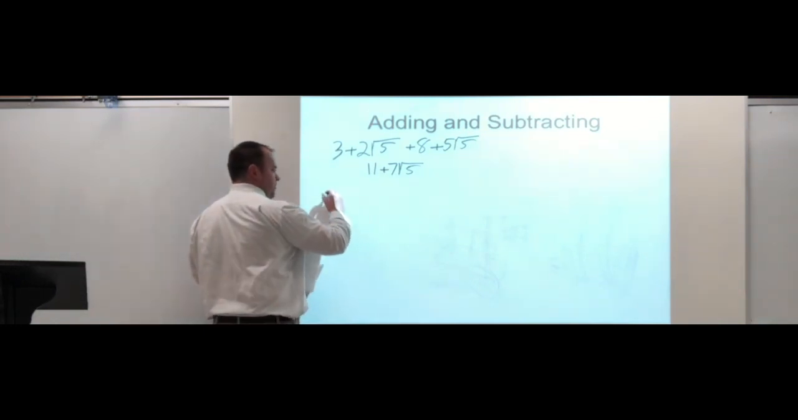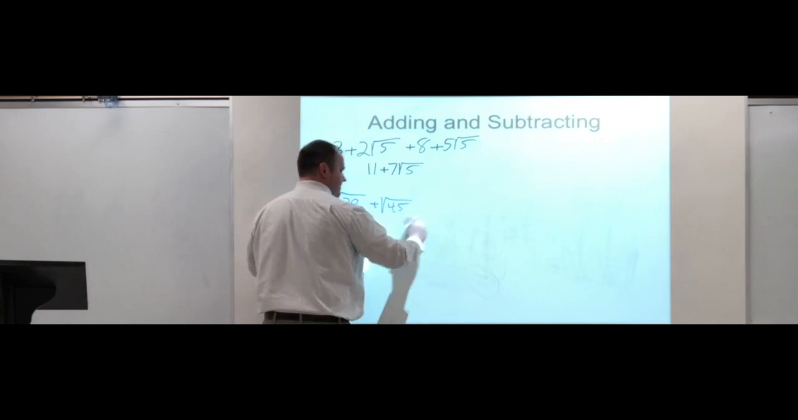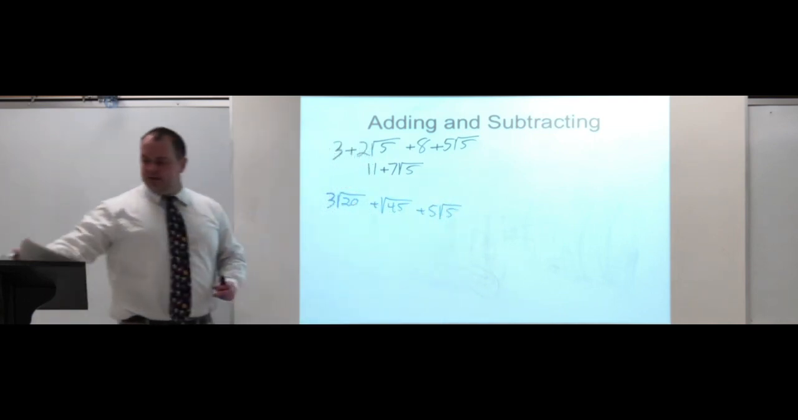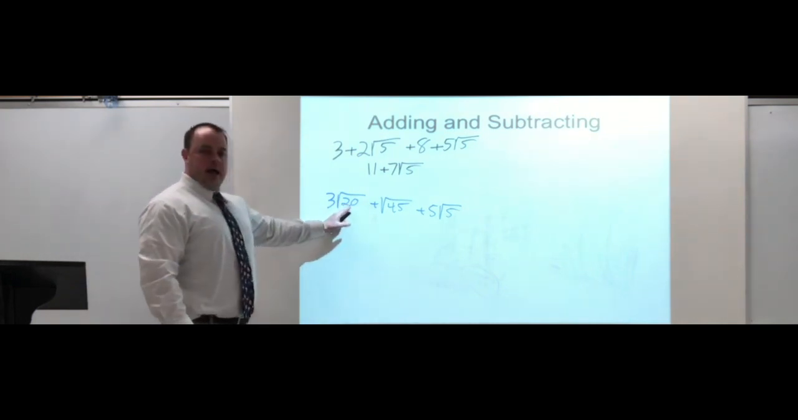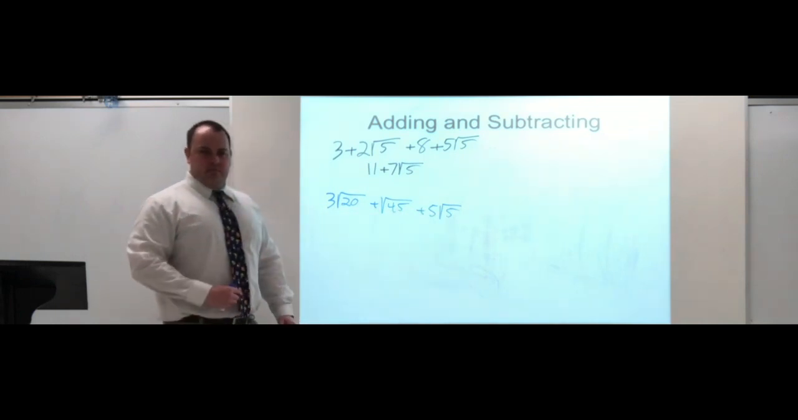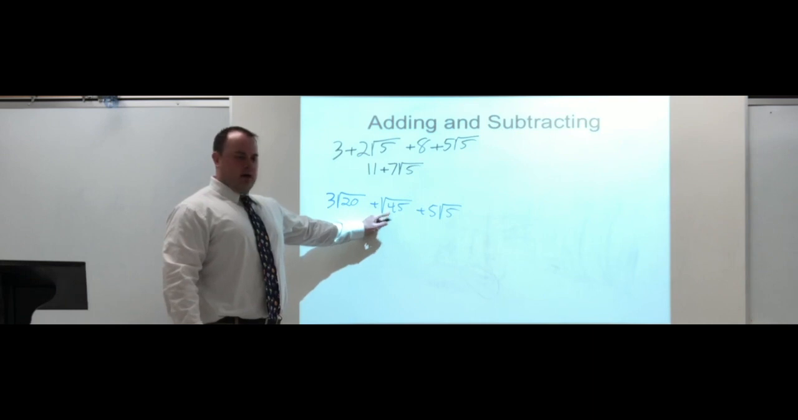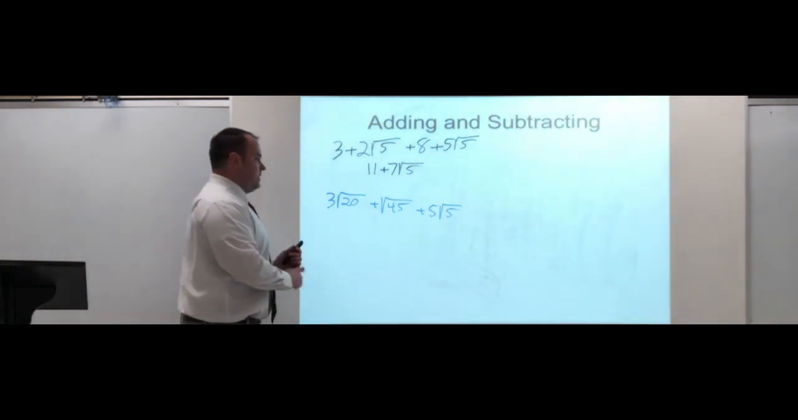Let's say 3 square root 20 plus square root of 45 plus 5 square root of 5. Now in this case, at first look you'd say I can't combine anything. We have square root of 20, square root of 45, square root of 5. Those can't be combined. But square root of 20 and square root of 45 are not simplified all the way. You can do factor trees for those and simplify them a little bit.